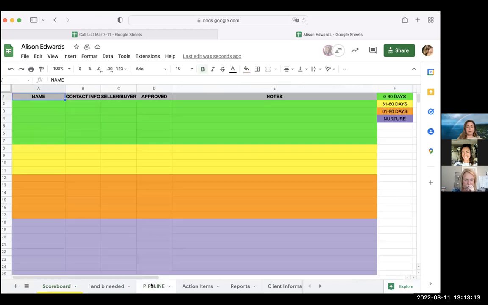So your pipeline, this is super key for us to review. The green is 0 to 30 days, then 31 to 60, 61 to 90, and nurture. So if you can fill this out for us, it'll help tremendously, so that we can see. That definitely helps. Perfect.